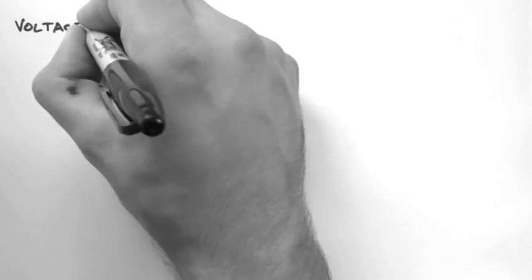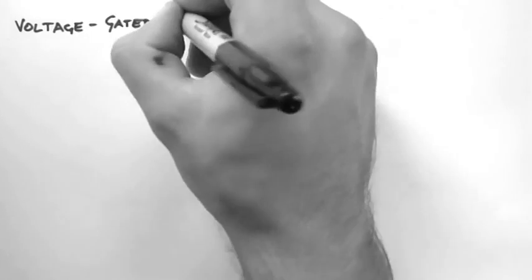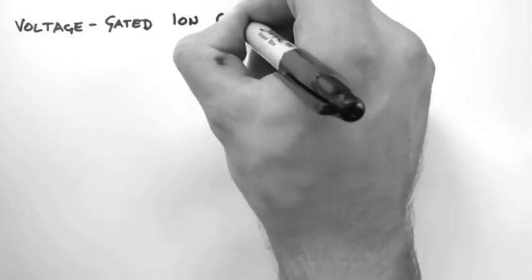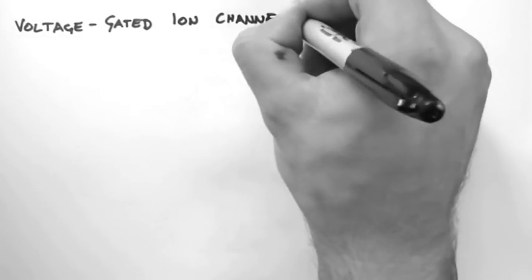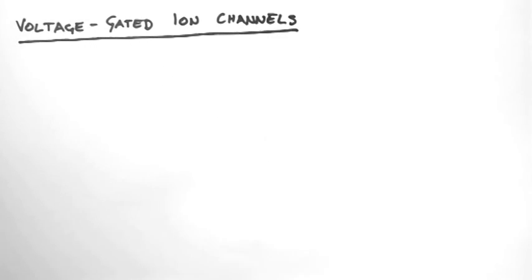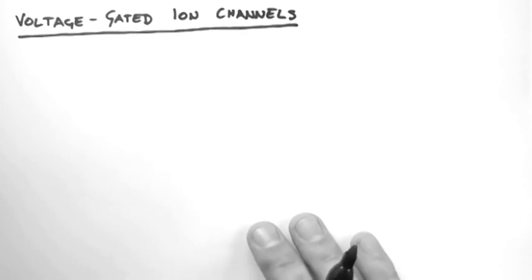Hi, in this video I'm going to talk about voltage-gated ion channels. These are the channels which change the membrane potential and thus allow an action potential.